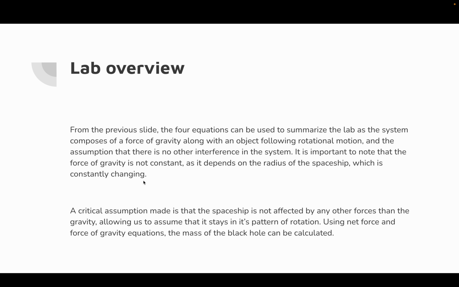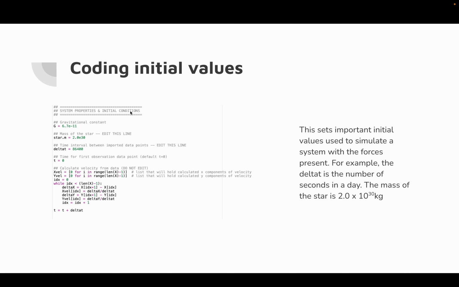So, lab overview from the previous slide: we can use these four equations as we assume that there is only a force of gravity with these objects and there are no other external forces acting on the system. It's also important to note that the force of gravity isn't constant as the radius of the spaceship is constantly changing. And we can calculate the mass of the black hole through these net force and force of gravity equations. Here are some initial values.